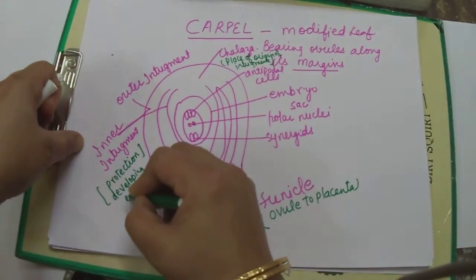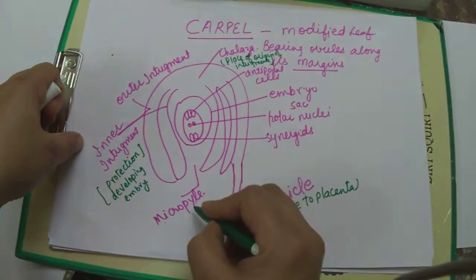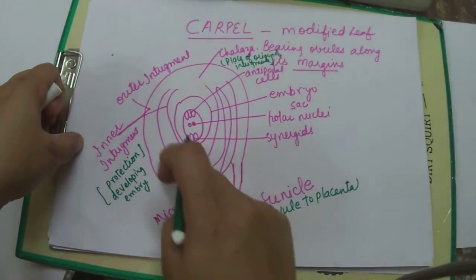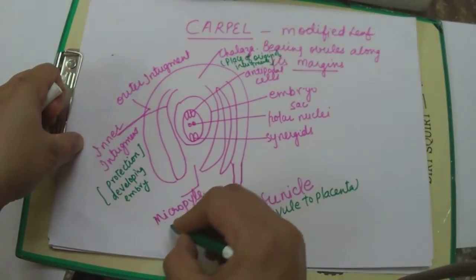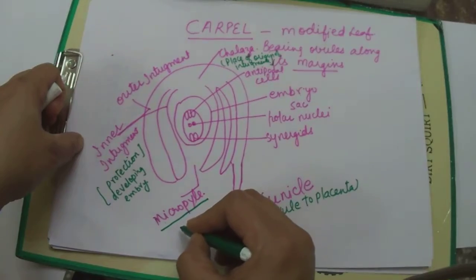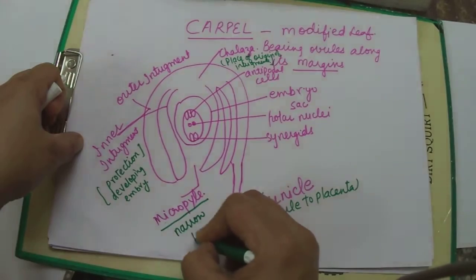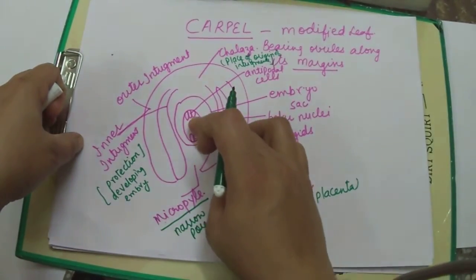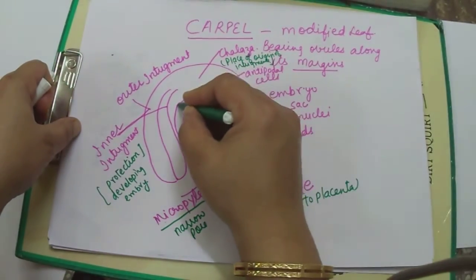Both outer and inner. And what is micropyle? It is a narrow pore or a passage formed by the projections of the integuments or the basal swollen part of the nucellus. It provides a way for the pollen tube to enter into the nucellus. This part is the nucellus.